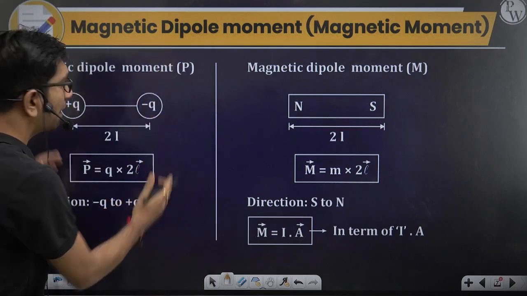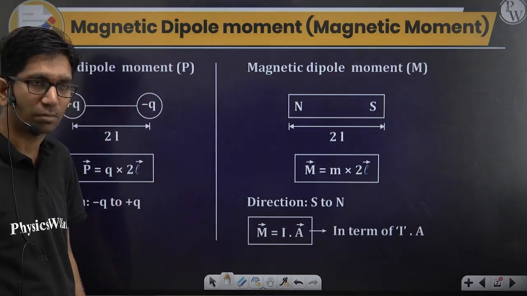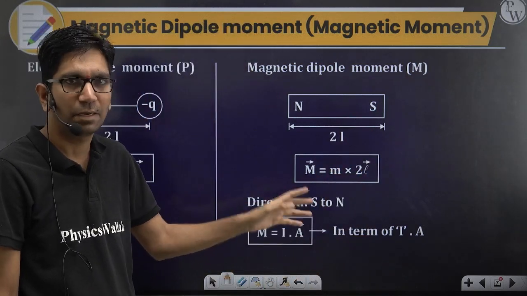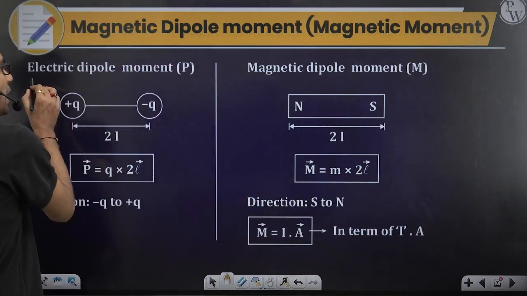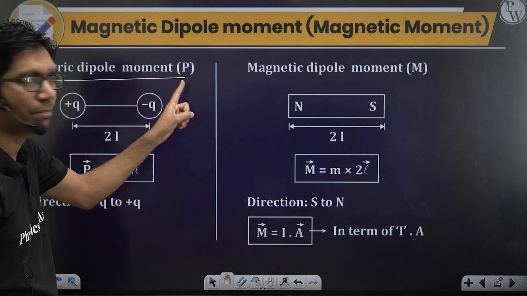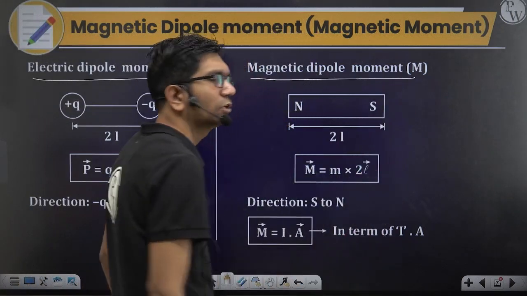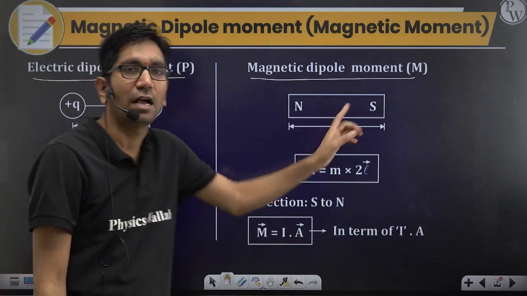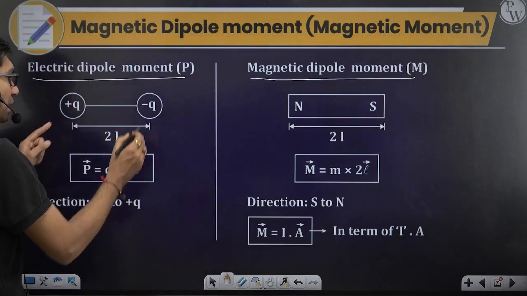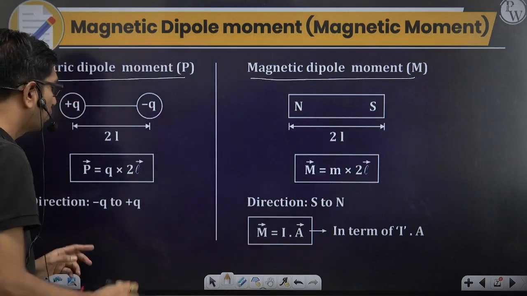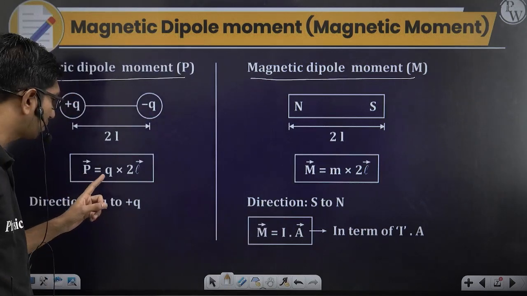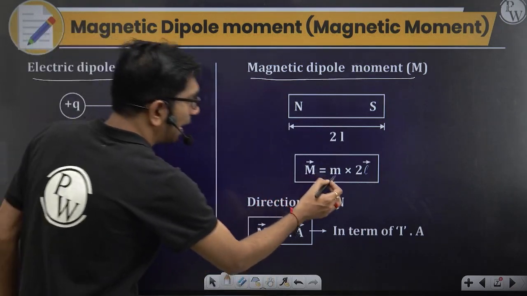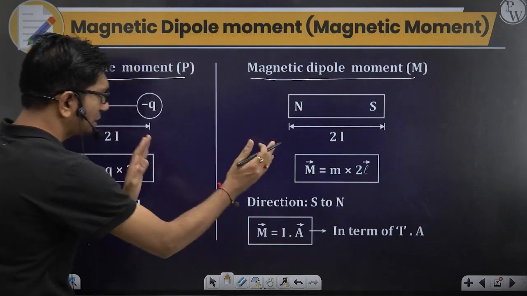So here I am writing the electric charges and fields formulas, and here I am writing the magnetism and matter formulas, beta. See here, the electric dipole moment is denoted by the symbol capital P. The magnetic dipole moment is denoted by the symbol capital M. Here we have charges, here we have pole strength. The length is 2L, here also the length is 2L. The electric dipole moment formula is Q into 2L. Here the magnetic dipole moment formula is M into 2L. Am I right? Just comparing, beta.